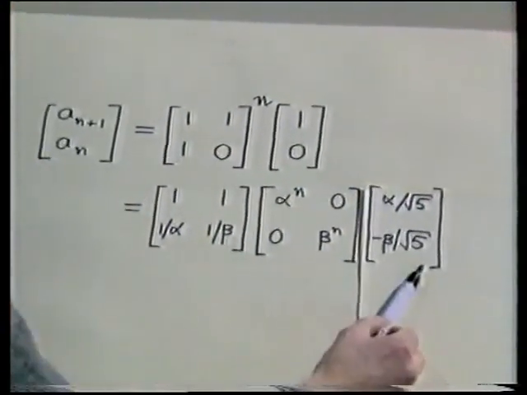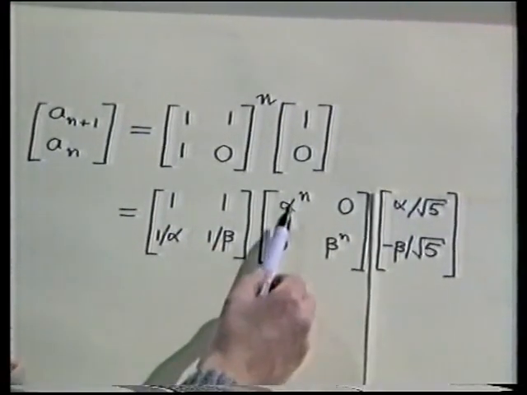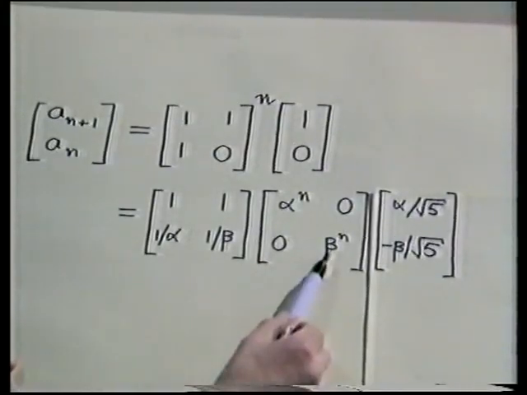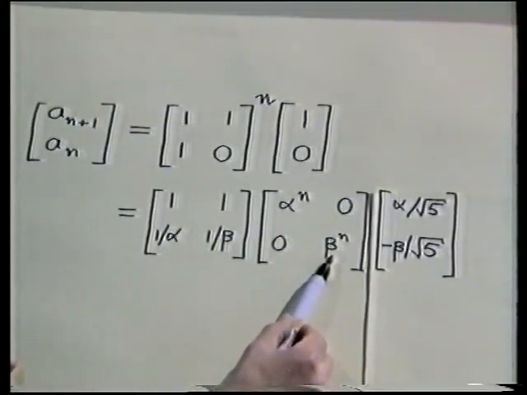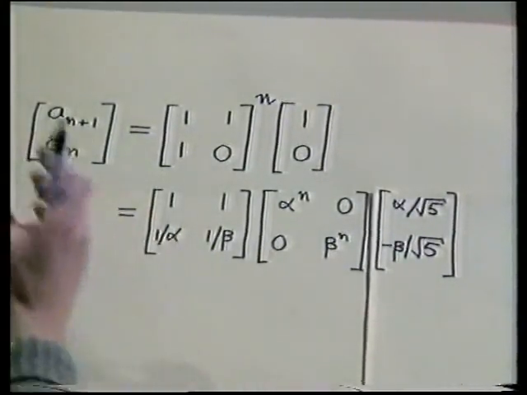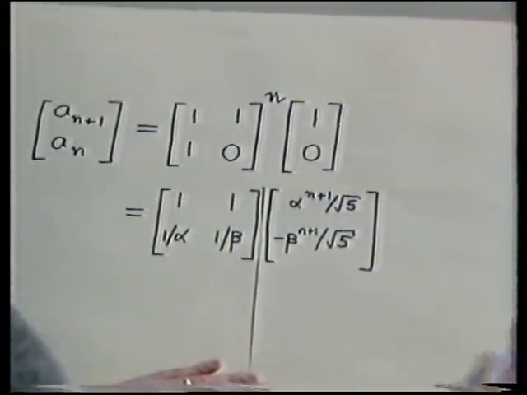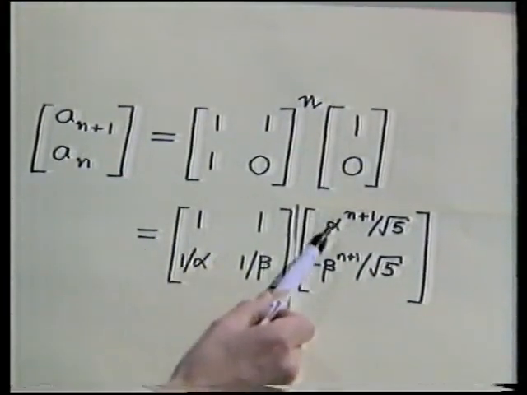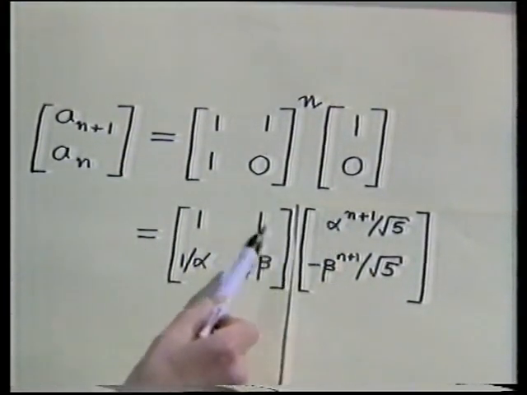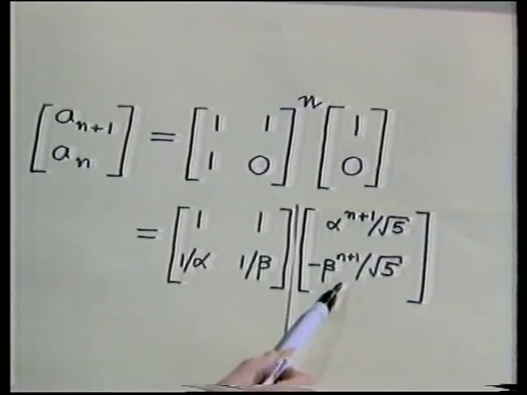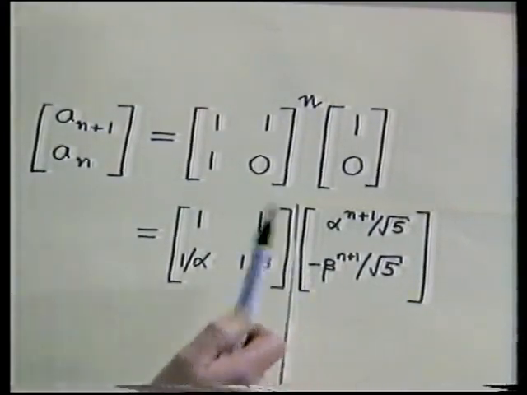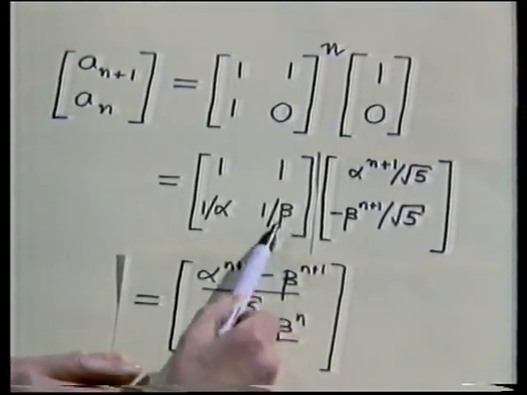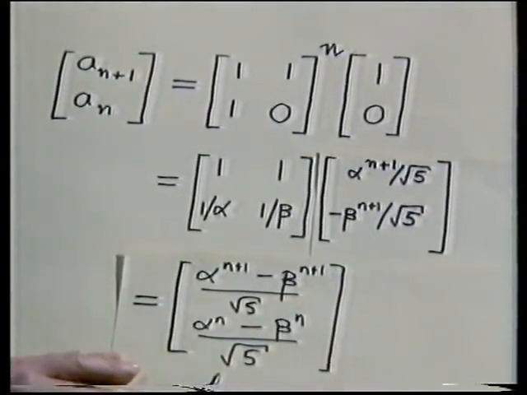Now, if I multiply these two together, in the top row, I'm going to get alpha to the n plus 1 over root 5, and in the bottom row, I'm going to get minus beta to the n plus 1 over root 5. Well, now, finally, I've got to multiply these two together, and I'm going to get in the top row alpha to the n plus 1 over root 5 minus beta to the n plus 1 over root 5, and in the bottom row, alpha to the n over root 5 and minus beta to the n over root 5.